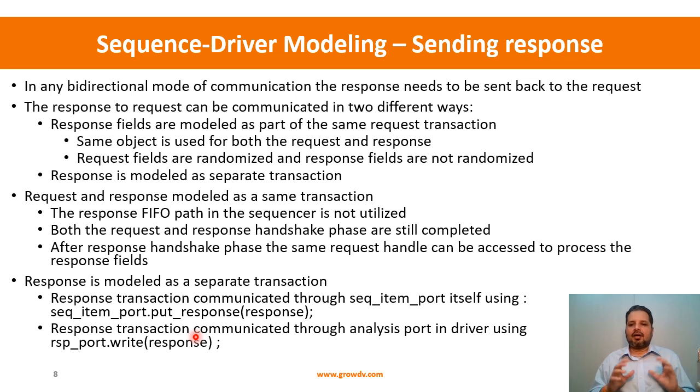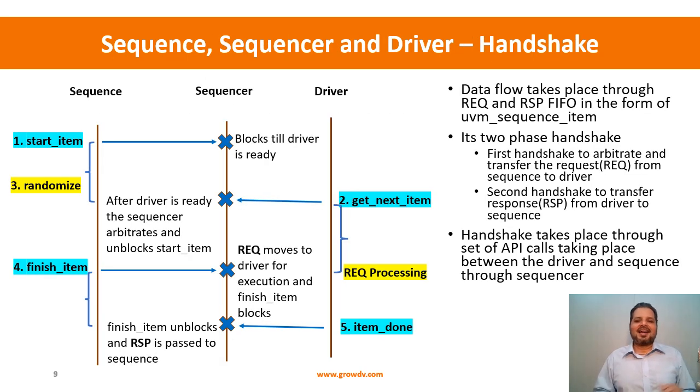So I think we have understood how the response can be passed in both forms of modeling for the bidirectional type of protocol. Now let's understand the handshaking that happens between the sequence and driver for both the request and the response phase. This is the handshake mechanism between the sequence and the driver that happens via the sequencer.